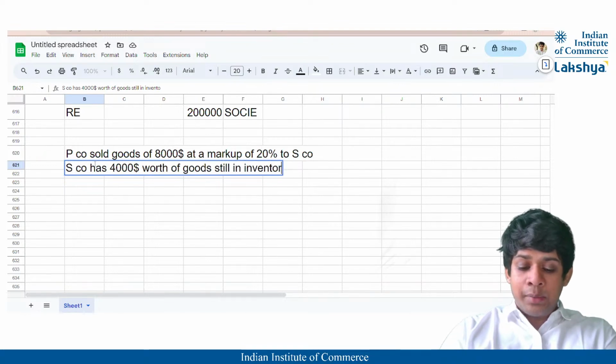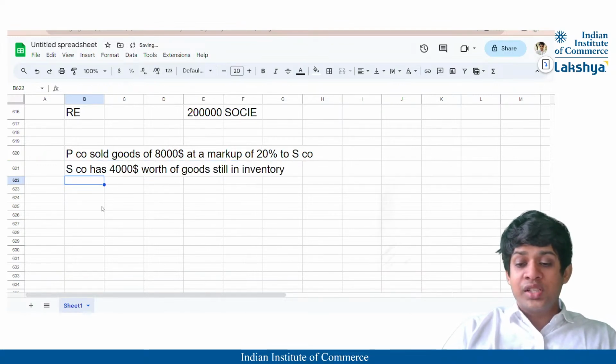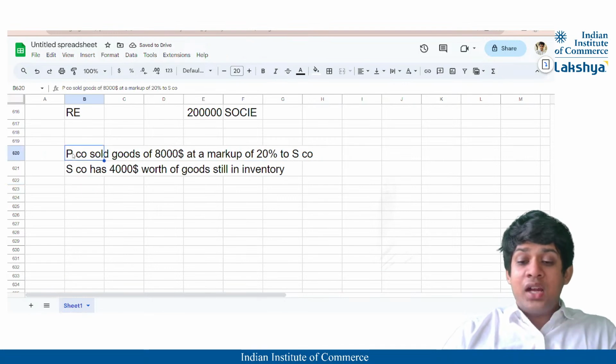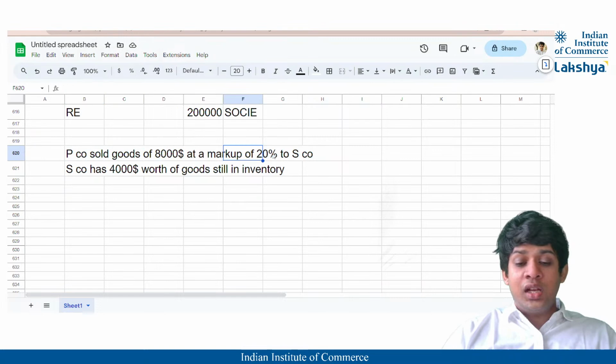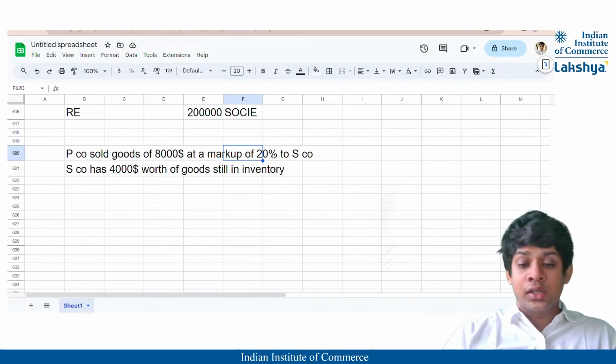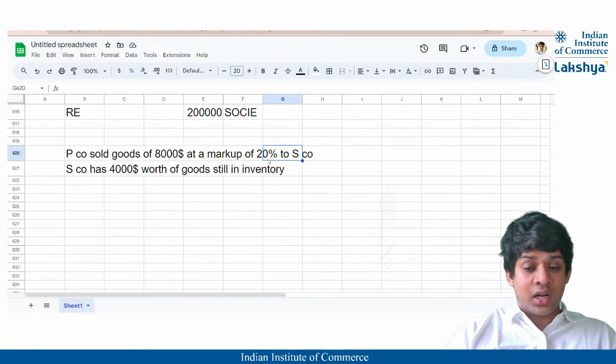Okay, the subsidiary company has $4,000 worth of goods still in inventory. Now, the parent company sold the goods of $8,000 to the subsidiary company at a markup of 20%. Whatever the cost is, that is not what I'm concerned about right now. They have just sold it at 8,000 and also made an unrealized profit on it of 20%, right? By having a markup of 20%.